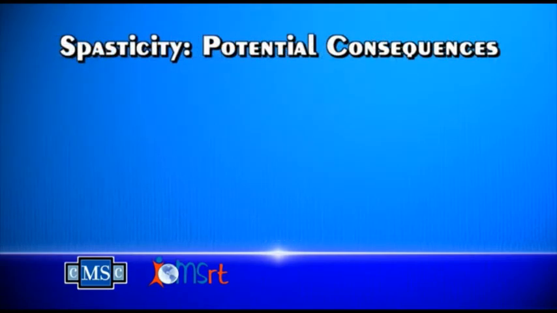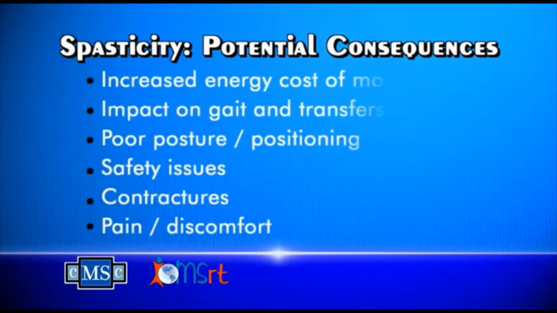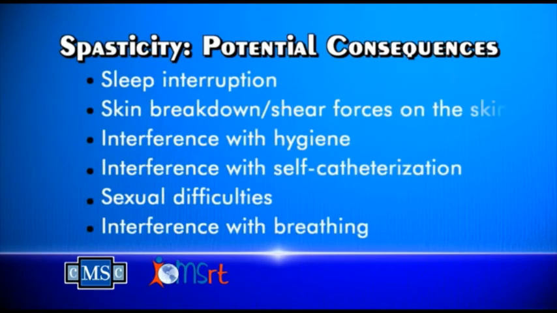Potential consequences of the presence of spasticity include increased energy cost of movement, which really contributes to more fatigue that the patient experiences, certainly an impact on their gait and transferability, presence of poor posturing and positioning in the chair, safety issues as the patient may not be able to sit properly in the chair and start to slide forward, the development of contractures, pain, discomfort, sleep interruption, especially with spasms that occur in the lower extremities during hours of sleep, skin breakdown if the patient is not able to reposition themselves in the chair due to the presence of spasticity, interference with hygiene, self-catheterization, sexual difficulties, and even interfere with the patient's ability to breathe.